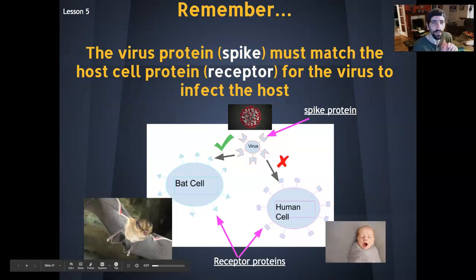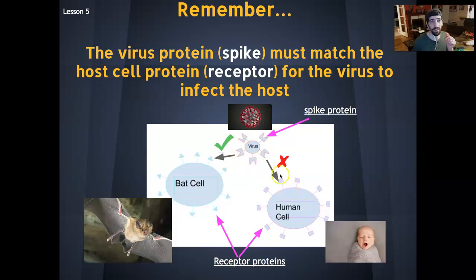As we start thinking about that question, let's remember that if a virus is going to infect a new cell, the proteins on the outside, which we call spike proteins, need to be able to match with the receptor proteins, those are these ones here, on the host. So if it started off looking like this, it's going to have to change in some way for it to be able to infect the human cell.